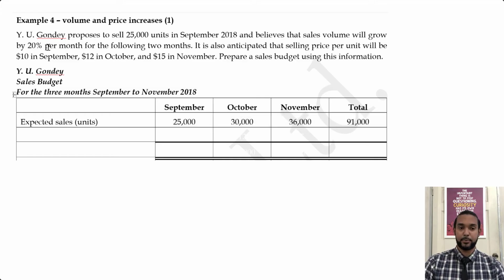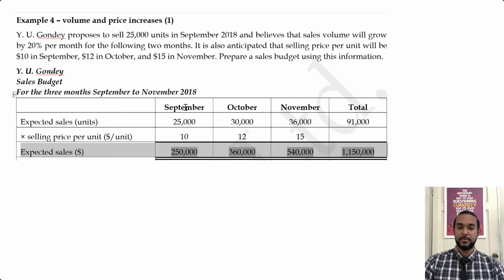Now let's plug in the selling price in each month. So in each month it changed: 10 in September, 12 in October, 15 in November. So we're going to plug those in the respective columns, right? 10 in September, 12 in October, 15 in November. And all we have to do now is multiply going down.